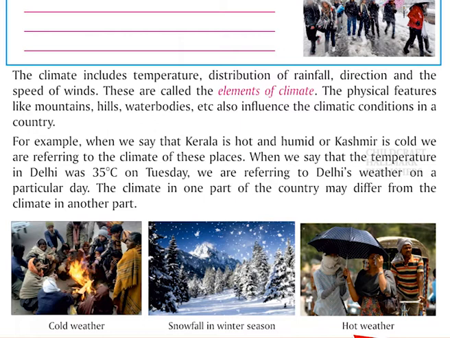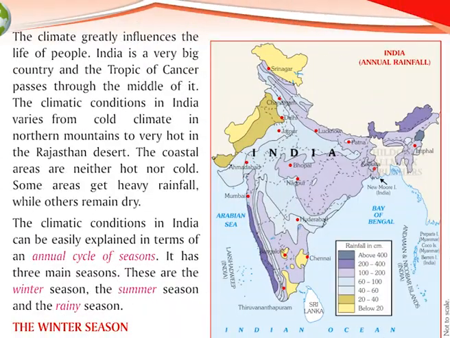For example, when we say that Kerala is hot and humid or Kashmir is cold, we are referring to the climate of these places. When we say that the temperature in Delhi was 35 degrees Celsius on Tuesday, we are referring to Delhi's weather on a particular day. The climate in one part of the country may differ from the climate in another part. Cold weather, snowfall in winter season, hot weather. The climate greatly influences the life of people.